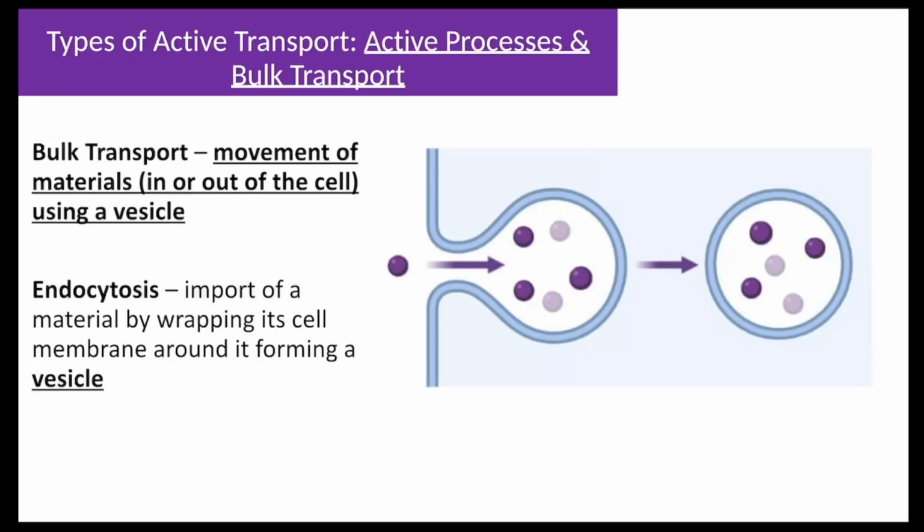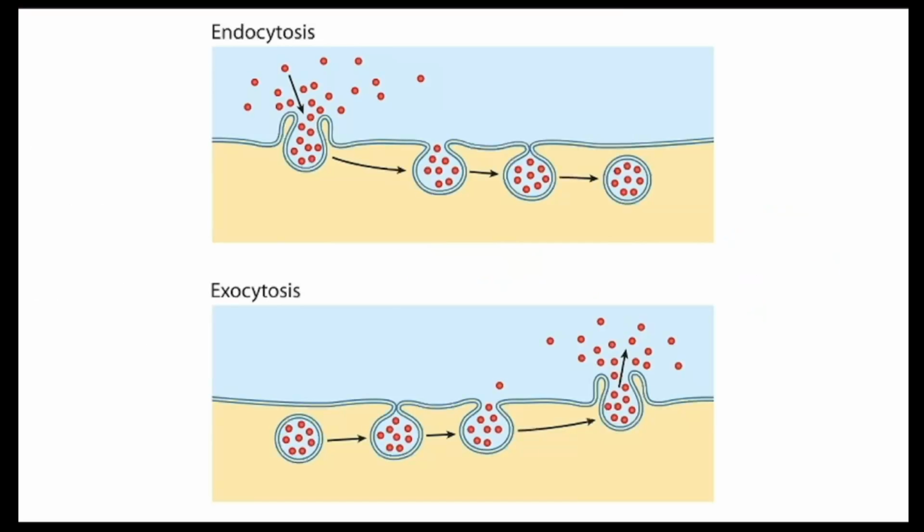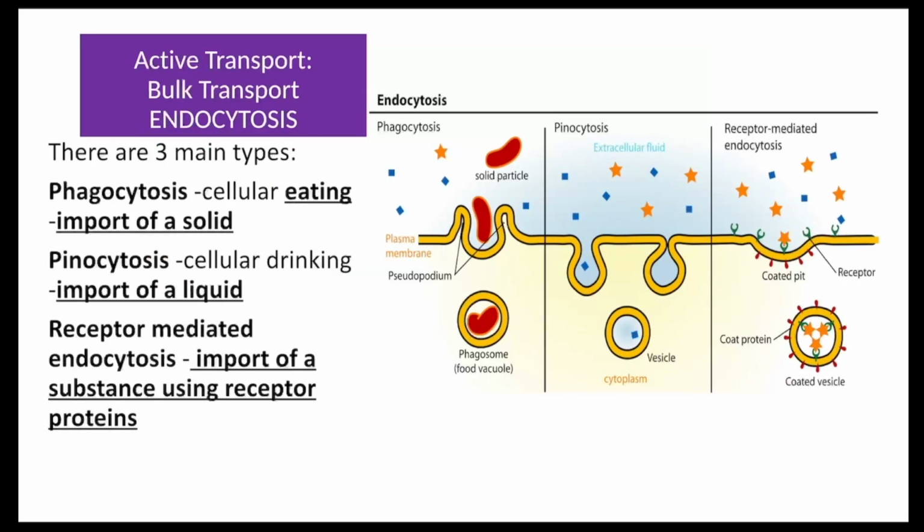If we move a lot of stuff at once, we call that bulk transport. And if we're bringing things in, we call that endocytosis. And if we're bringing things out of the cell, bulk transport, but it's moving out, we call that exo or exit cytosis. So we have different names for the different types of bulk transport.